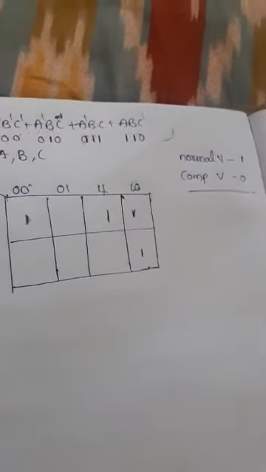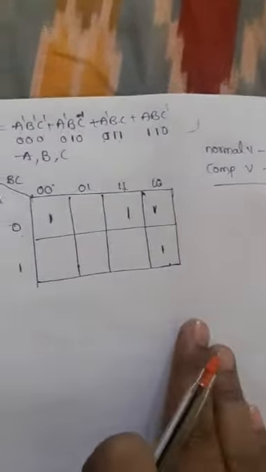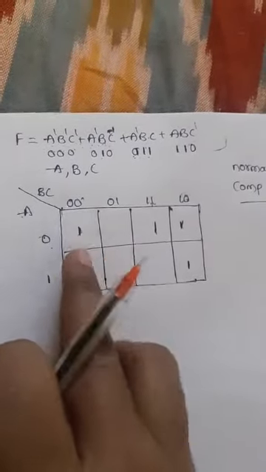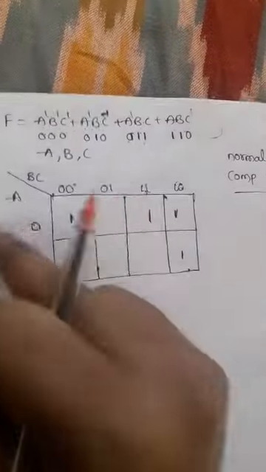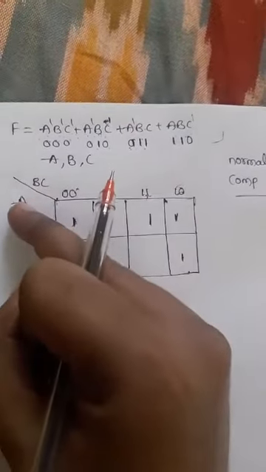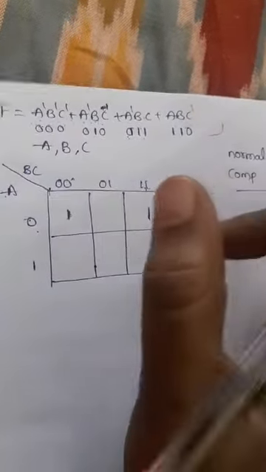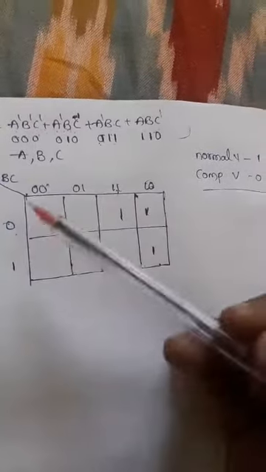Coming to the first term, 000 is here, and the second term, 0 1 0, is here. You can check that A as 0, B as 0, or C as 0, and with respect to that term you place the 1 in the respective cell. Okay, so this is the placing of 1, the min term placing.